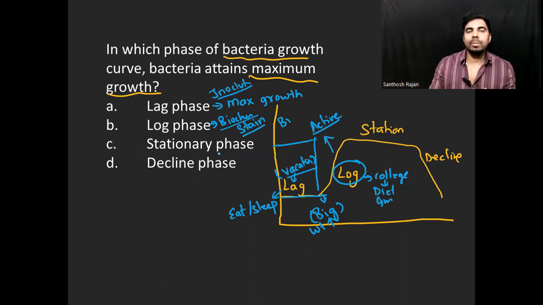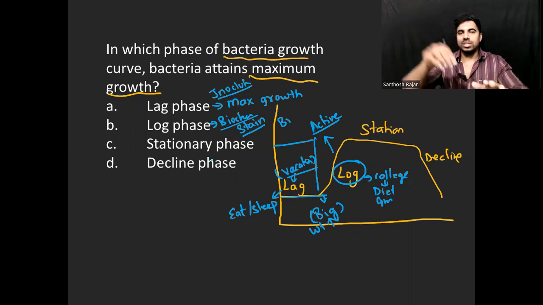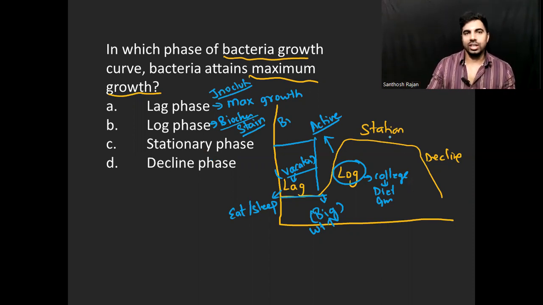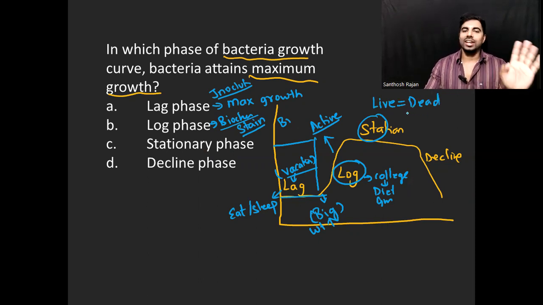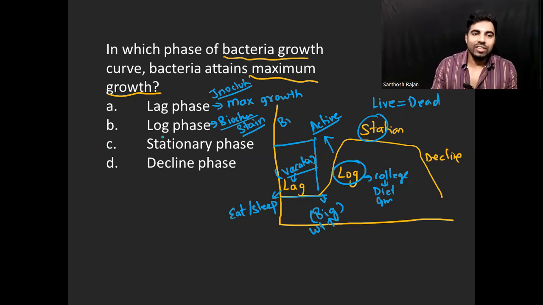Then after some time, what happened? Just when your semester is getting over, you become stationary. Stationary means everything is equal. I mean, some people are alive, some people are dead. So it's equal. Some people are active, some people are dead. That is the stationary phase. So in the stationary phase, how to remember?